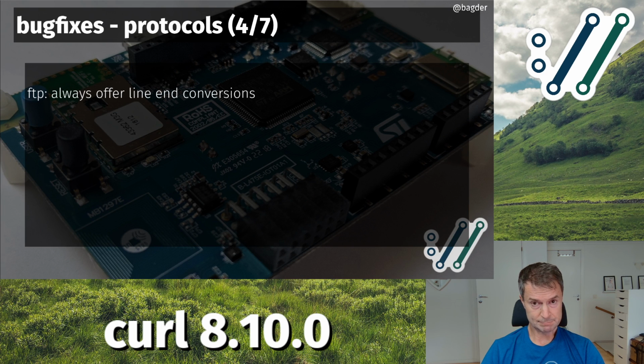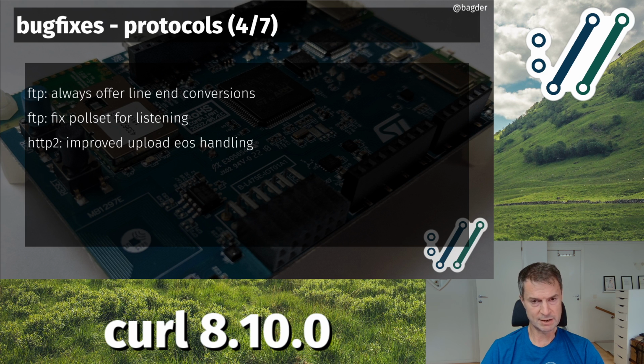We fixed end-of-line conversions better for FTP, finally. And we fixed a regression when it comes to doing FTP active mode. When we allow the server to connect back to us, we waited for the wrong thing on the socket, so it took a little longer than it had to be because we got a little delay.